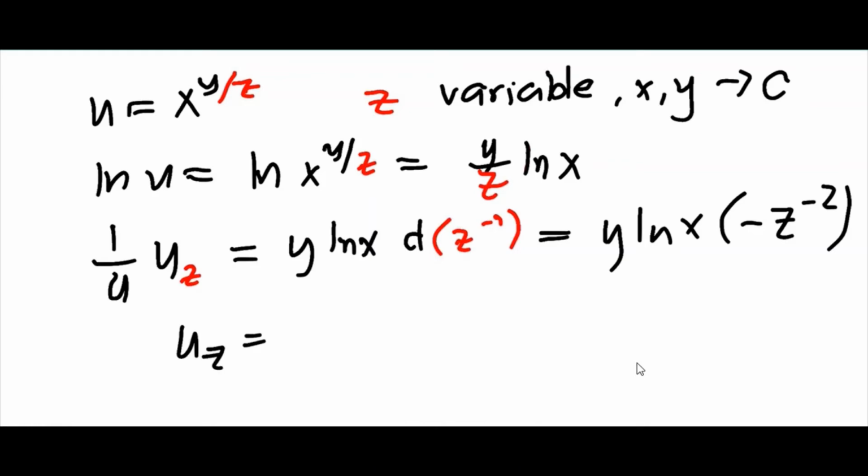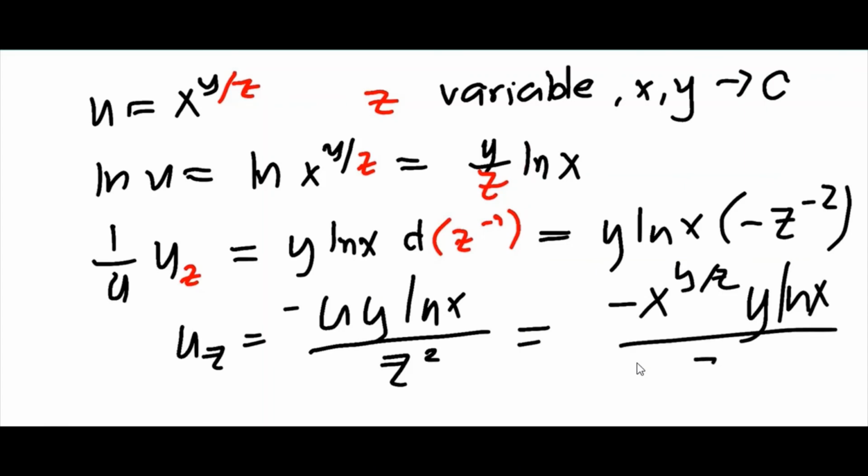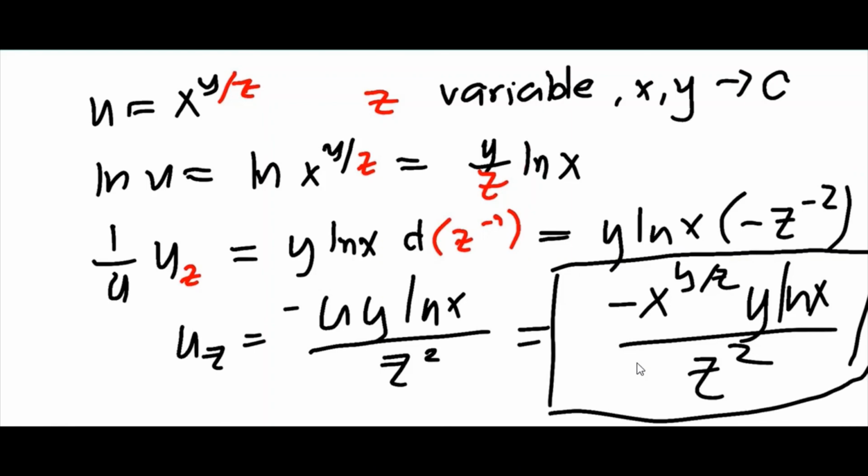Then u sub z is equal to u times y ln of x. Since we multiplied u to both sides of the equation, that's why u cancels out. That's all over this one's negative right here, all over z squared. And since the value of u is equal to x to the y over z, that's why we're going to substitute that to our equation. Then this is it. This is the partial derivative of u with respect to z.